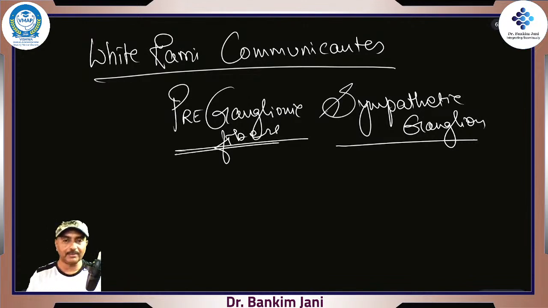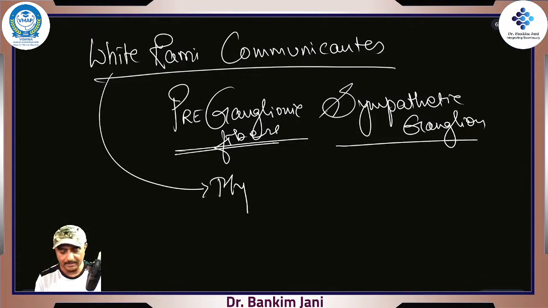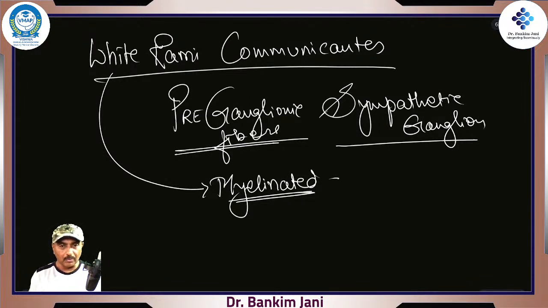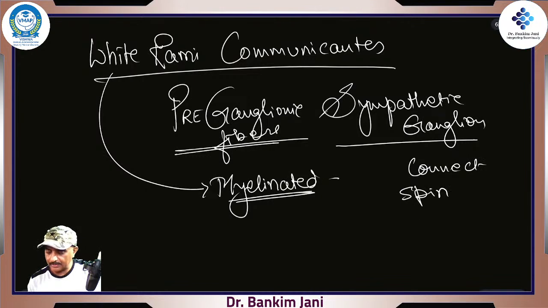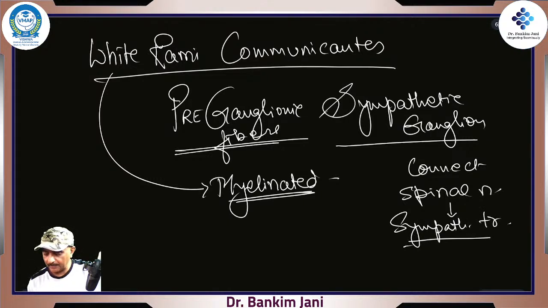Why are they white? They are white because they are myelinated. What exactly do they do? They connect. This is what we saw. They connect the anterior spinal nerve to the sympathetic trunk. So they connect spinal nerves to the sympathetic trunk.